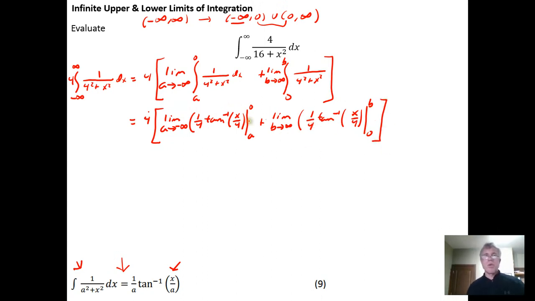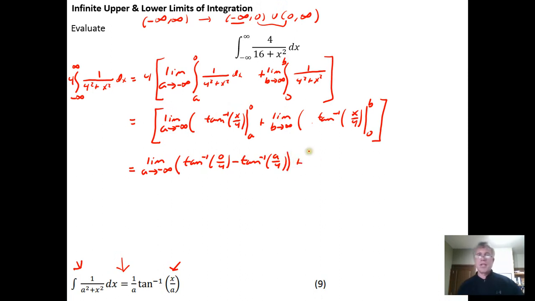And then I want to recognize that the 1/4 shows up in each of the two terms, so the 1/4 could be factored out. Once we factor it out, 4 divided by 4 is 1, so this simplifies. Now we put in our limits of integration. We take the limit as a approaches negative infinity of the tangent inverse of 0 over 4 minus the tangent inverse of a over 4, plugging the a in.